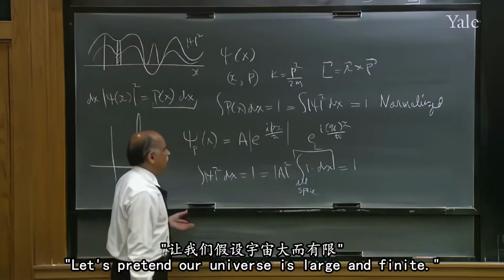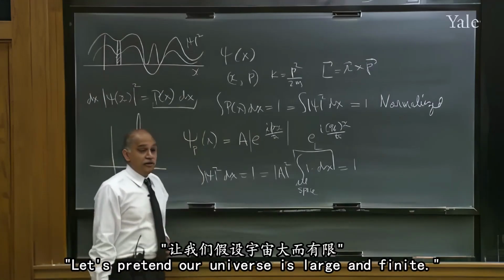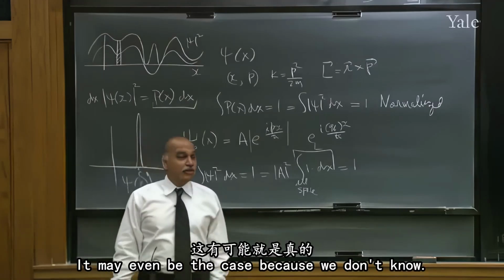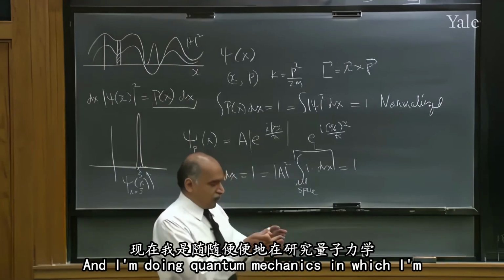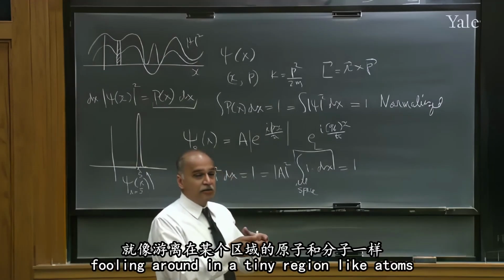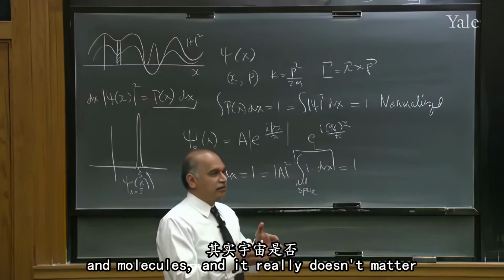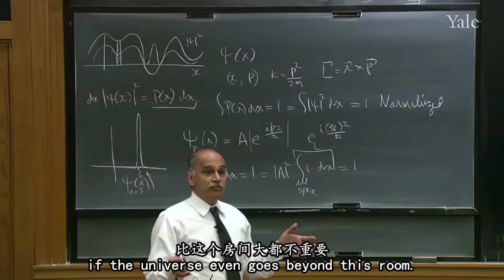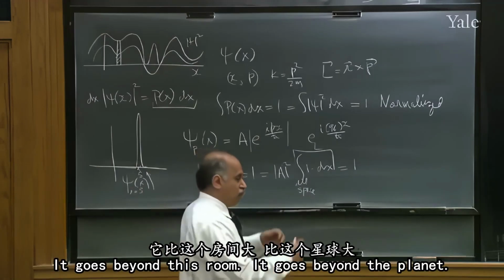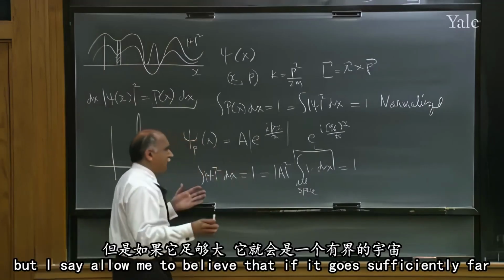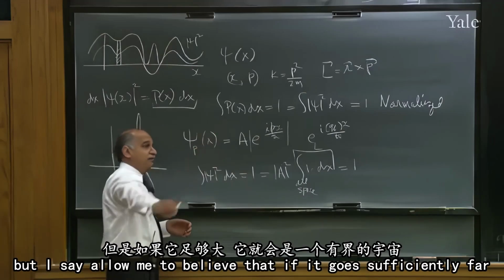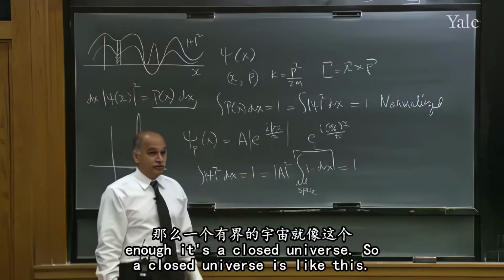One is to say, let's pretend our universe is large and finite. It may even be the case, because we don't know. And I'm doing quantum mechanics, fooling around in a tiny region like atoms and molecules. It really doesn't matter if the universe even goes beyond this room, right? It goes beyond the planet, goes beyond the solar system. I grant you all that. But I say, allow me to believe that if it goes sufficiently far, it's a closed universe.